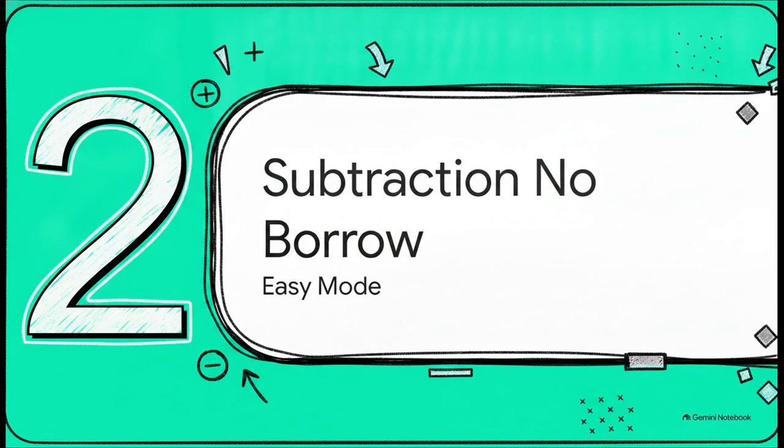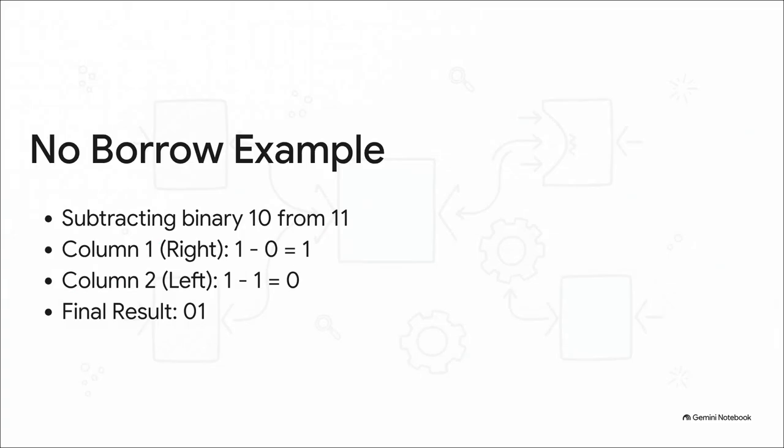Moving right along to Section 2, subtraction without borrowing. Let's warm up with a nice, clean scenario. We're going to subtract binary 10 from binary 11. We always start from the right column, the least significant bit. Applying our rules, in the first column, 1 minus 0 equals 1. Moving left to the second column, 1 minus 1 equals 0. And there's our final result, 01.